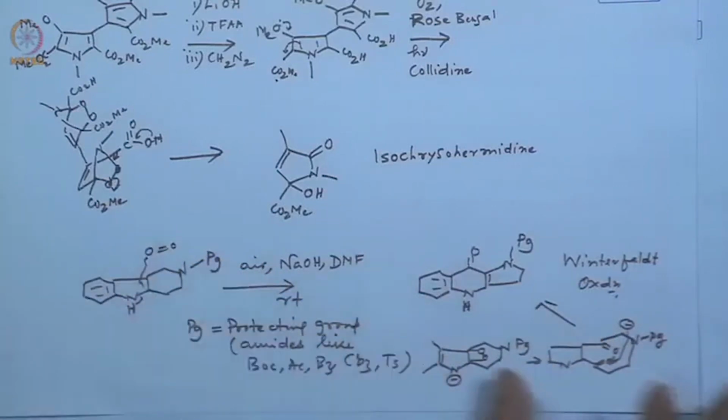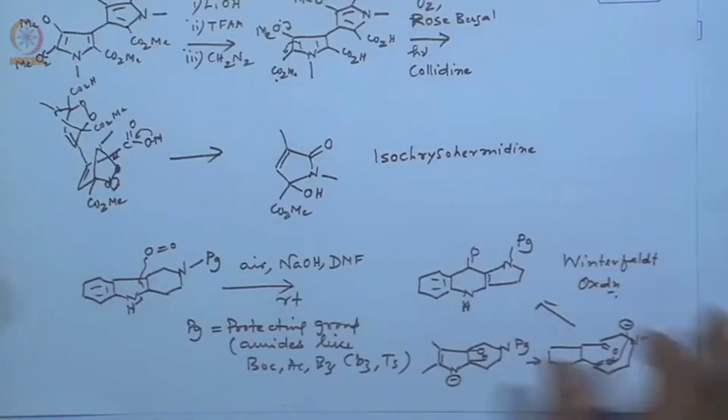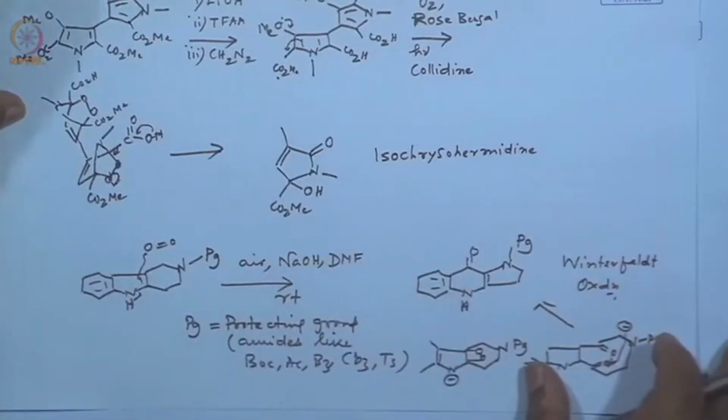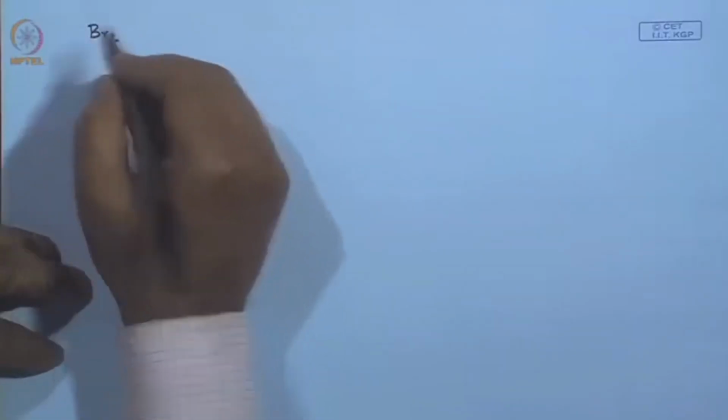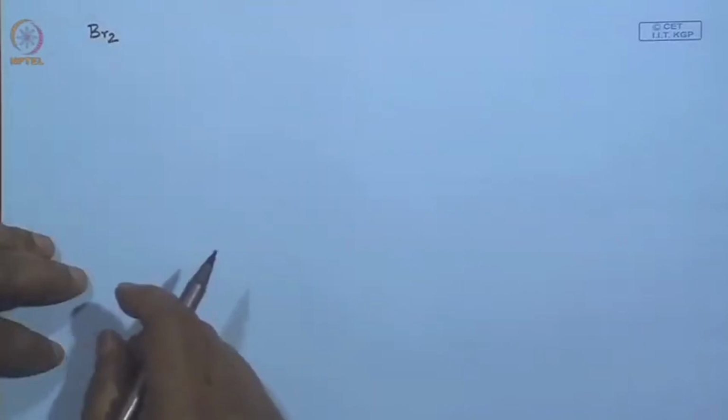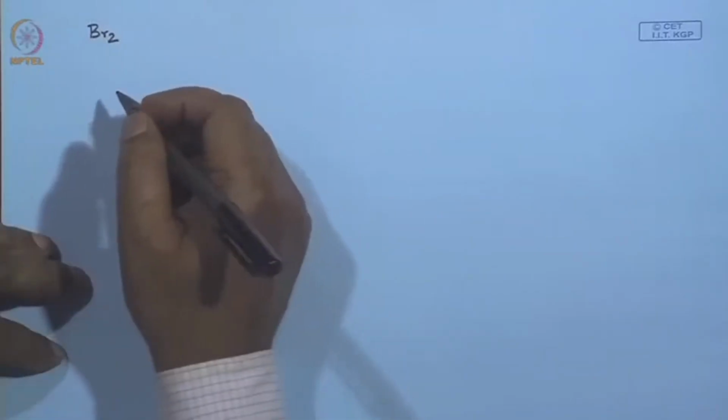So, this is also quite prevalent in heterocyclic chemistry, this Winterfeldt oxidation. That means, in summary, oxygen is a very useful oxidizing agent. Let me go to another kind of reagent, which I think all of us know, bromine. Bromine in heterocyclic chemistry also is a pretty good oxidizing agent.